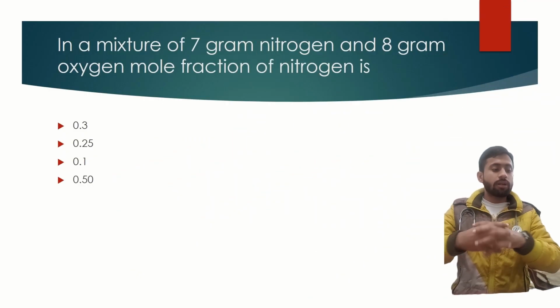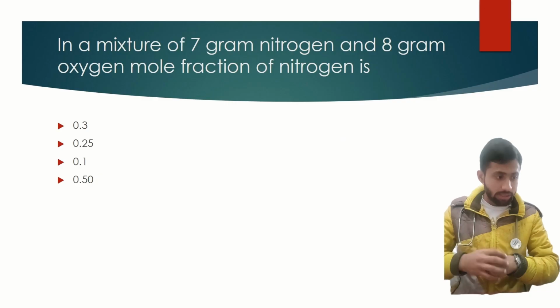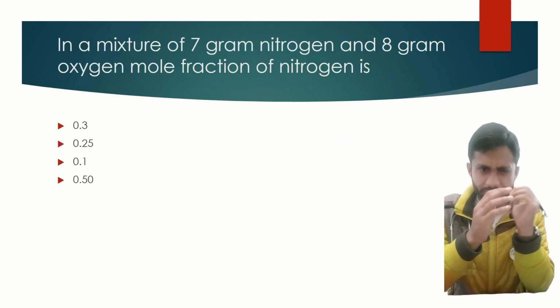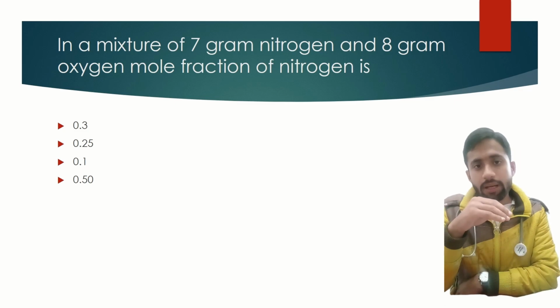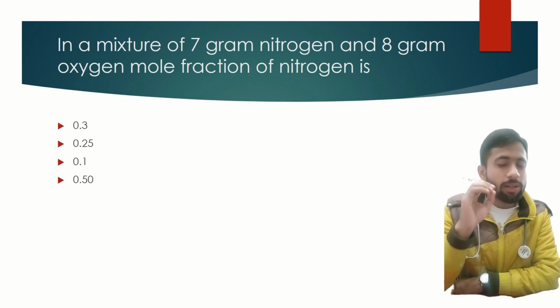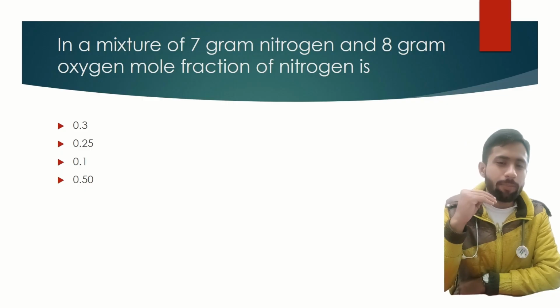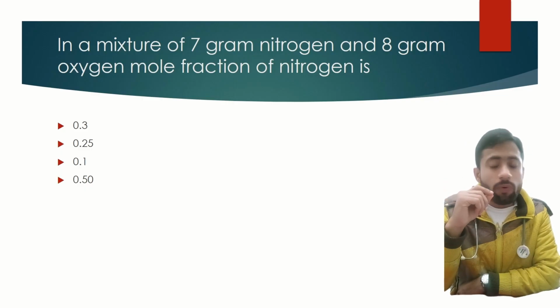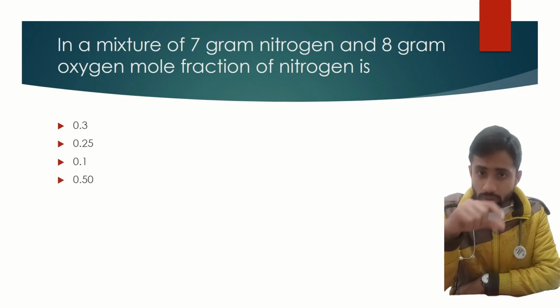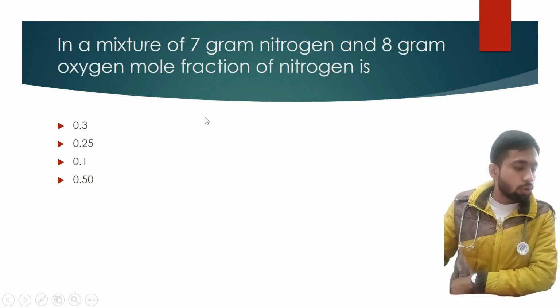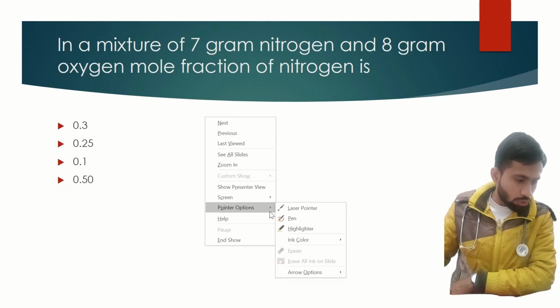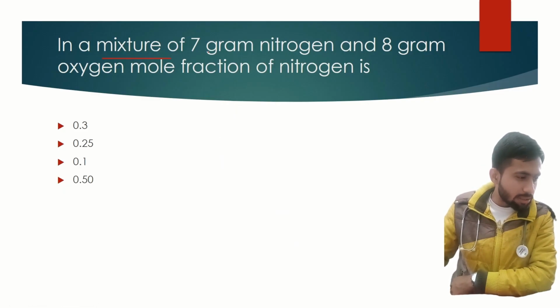In a mixture of 7 gram of nitrogen and 8 gram of oxygen, mole fraction of nitrogen is. So basically we had made this test really difficult in order to make stoichiometry perfectly fine for you, because you had many days to prepare it and we were trying our level best to make every single MCQ unique and difficult. So let's start with this MCQ. You may see that you have a mixture that contains 7 gram of nitrogen and 8 gram of oxygen.